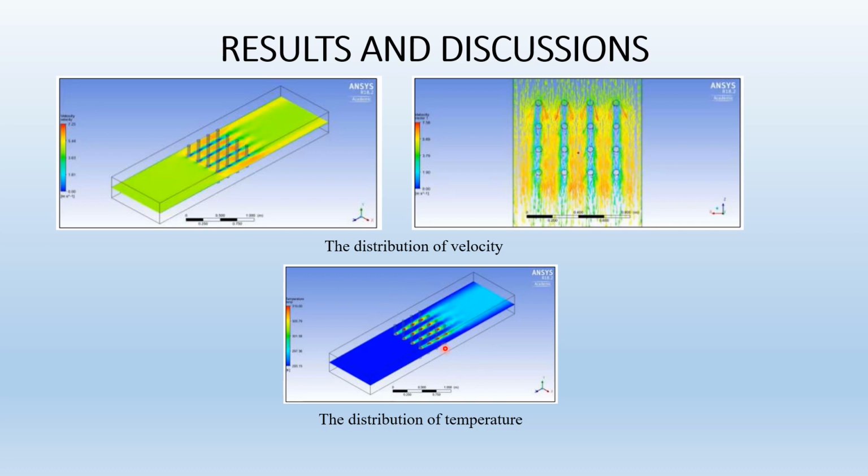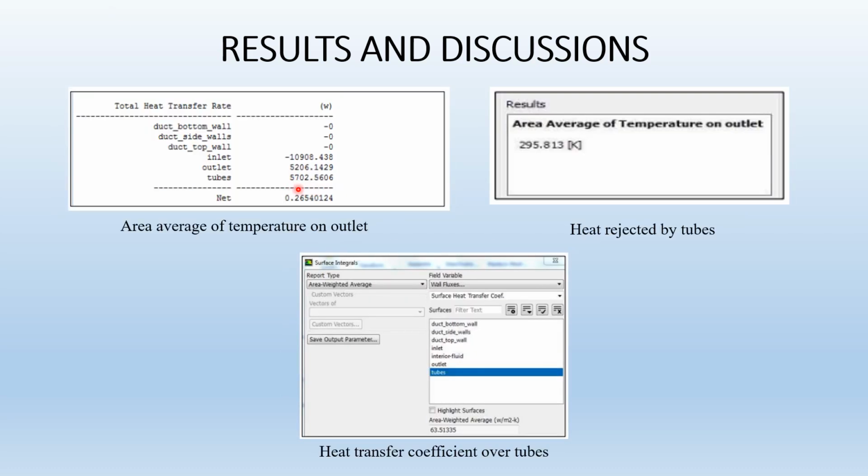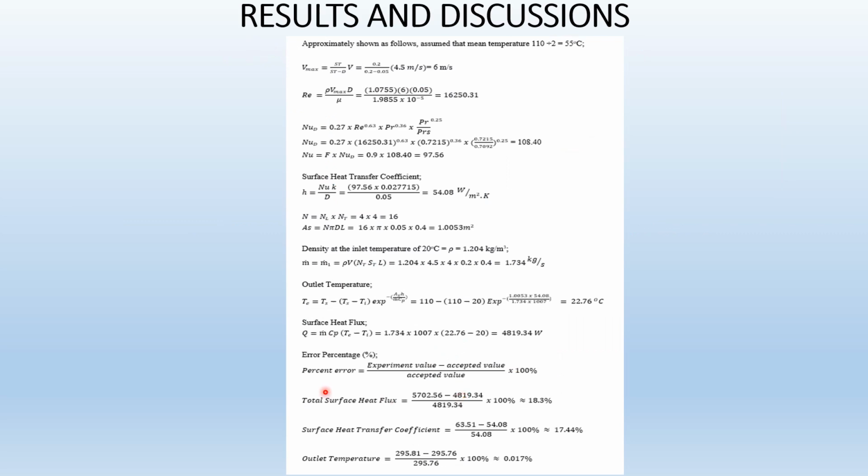For this one, the temperature distribution for the tube wall obviously shows that the velocity and temperature distribution and the amount of heat transfer are low. From simulation, we get the average temperature at the outlet, heat rejected by the tube, and also the heat transfer coefficient over the tube. We do the analytical by following calculation to get the percentage of error, total surface heat flux, surface heat transfer coefficient, and also the outlet temperature.